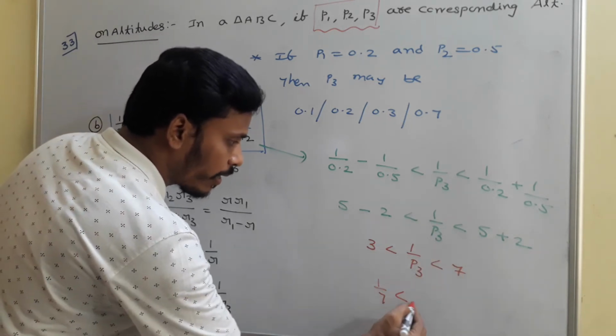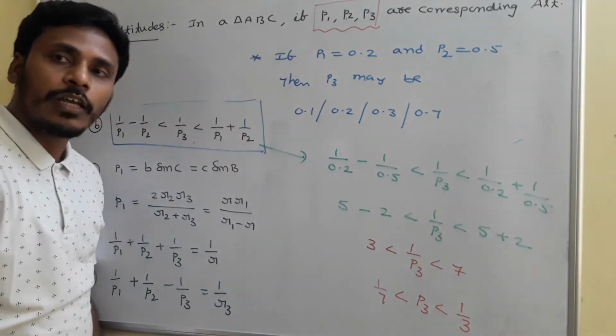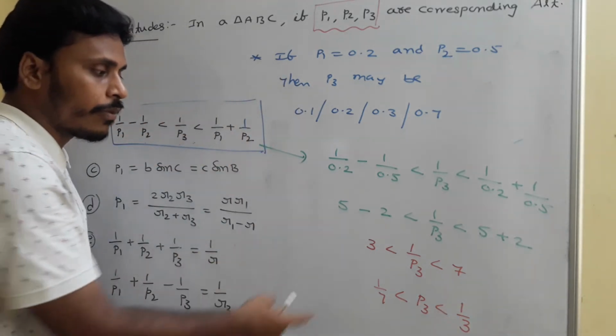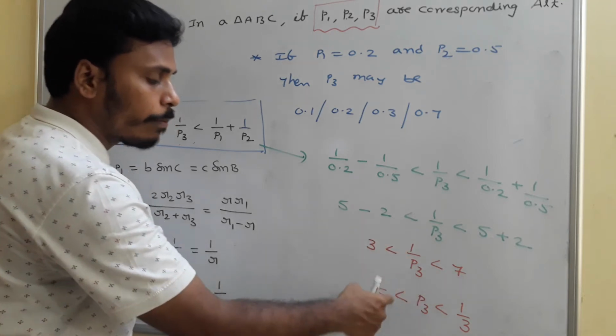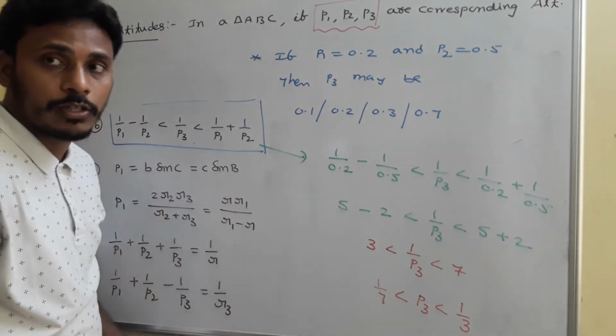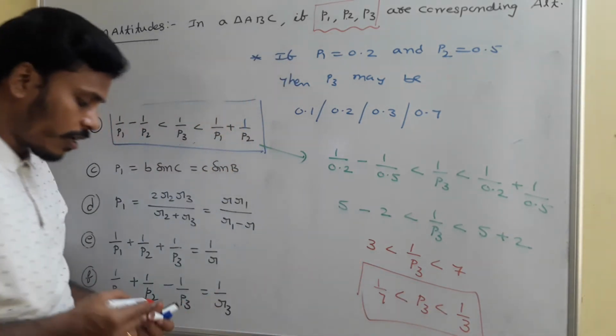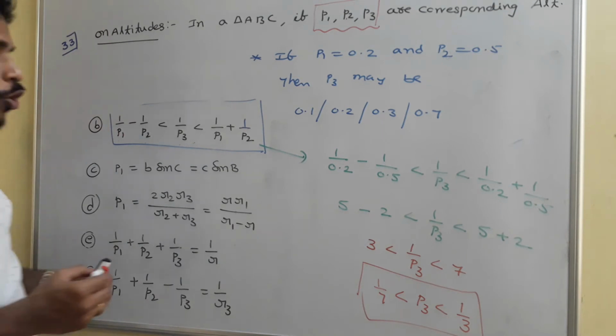You will get that 1 by 7 less than P3 less than 1 by 3. If you reciprocal, you will get it. Okay? 1 by 7 less than P3 less than 1 by 3. While reciprocal, you need to flip the inequality also. Okay? Just think about it. So what do you say about 1 by 7? What is the value of 1 by 7?